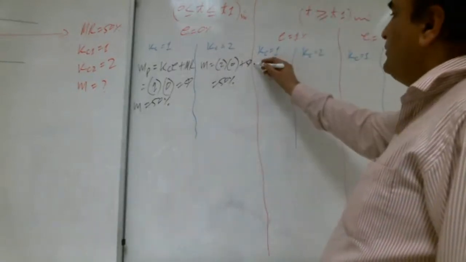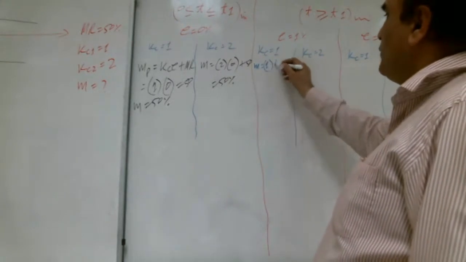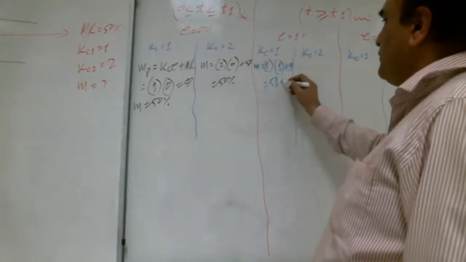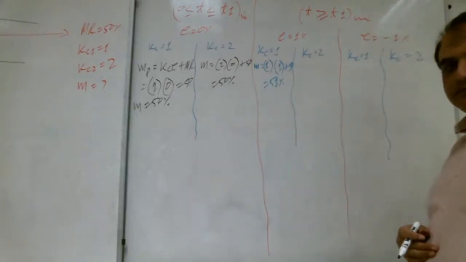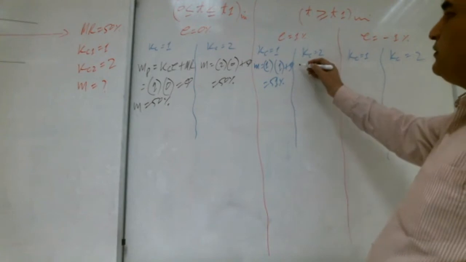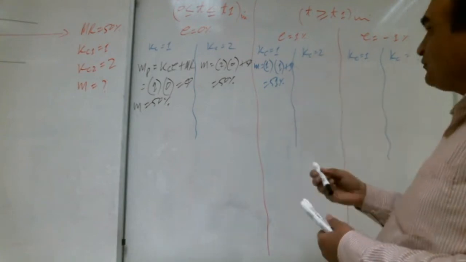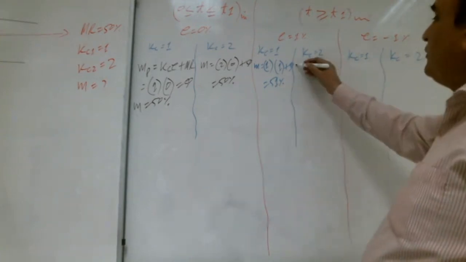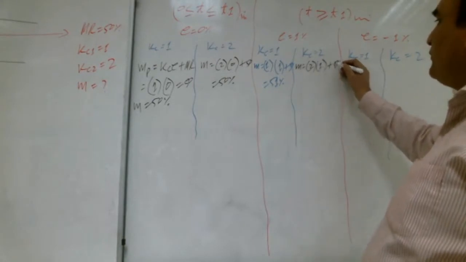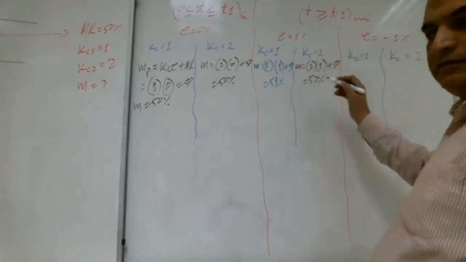Here Kc is 1, error is how much? 1. Plus 50 gives 51%. Are you with me, Shabab? Yes, doctor. Kc is 2, error is 1, so 2 plus 50 gives 52%.